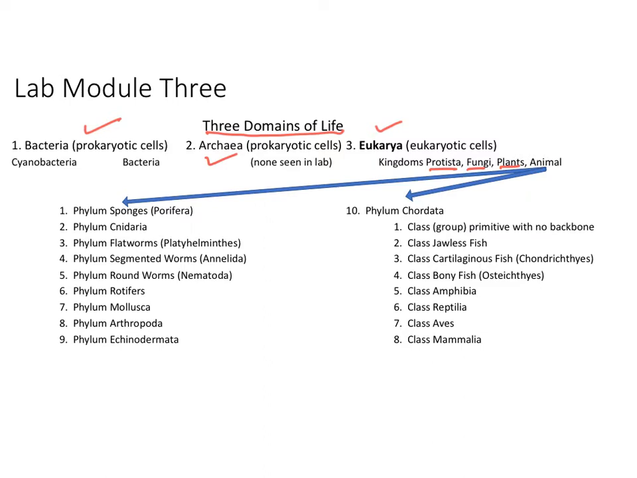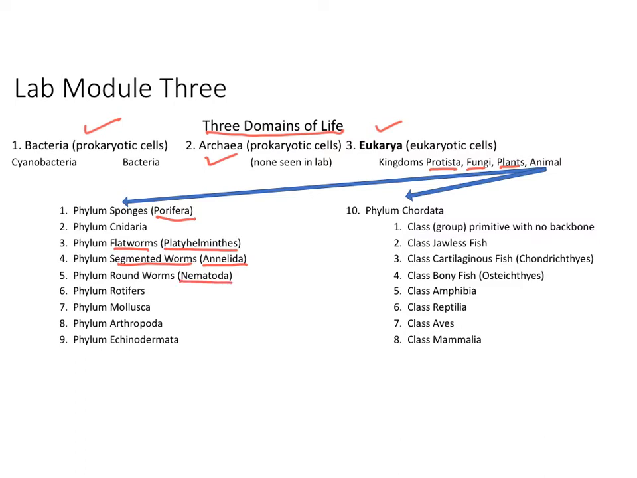So these words here in parentheses, for example, Porifera is more of the scientific name for the phylum sponges. We can just use sponges for this class. That's fine. Flatworms are actually called Platyhelminthes. The segmented worms have the name Annelida, and the roundworms are Nematoda.